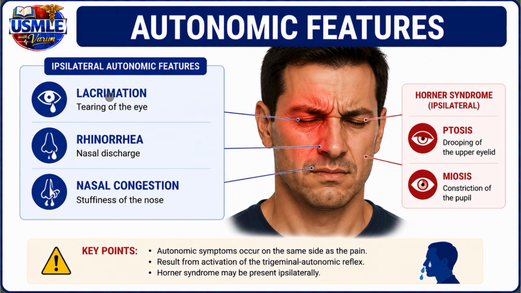Cluster headaches are associated with autonomic symptoms on the same side, including tearing, nasal congestion, and features of Horner syndrome like ptosis and miosis. So, ptosis, that is drooping of the upper eyelid, and miosis is nothing but constriction of the pupil. And all these features occur on the ipsilateral side, or on the same side of the pain. Autonomic symptoms occur on the same side as pain. They result from activation of the trigeminal autonomic reflex. Horner syndrome may be present ipsilaterally.